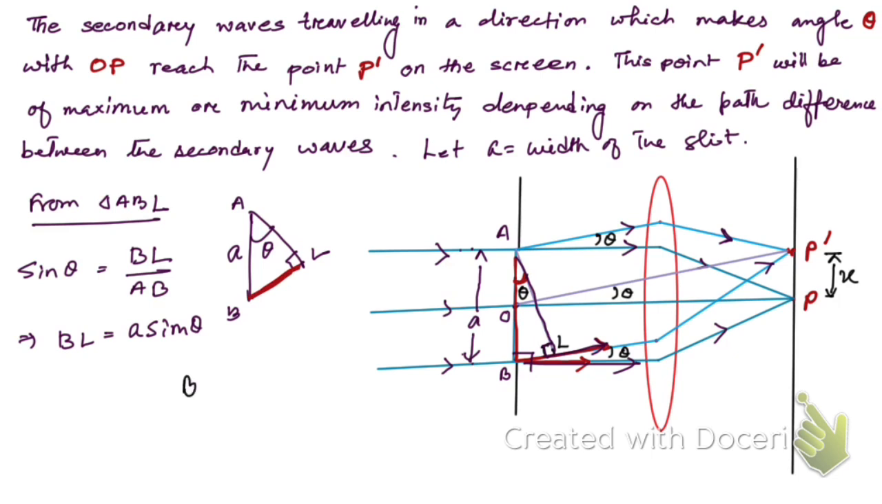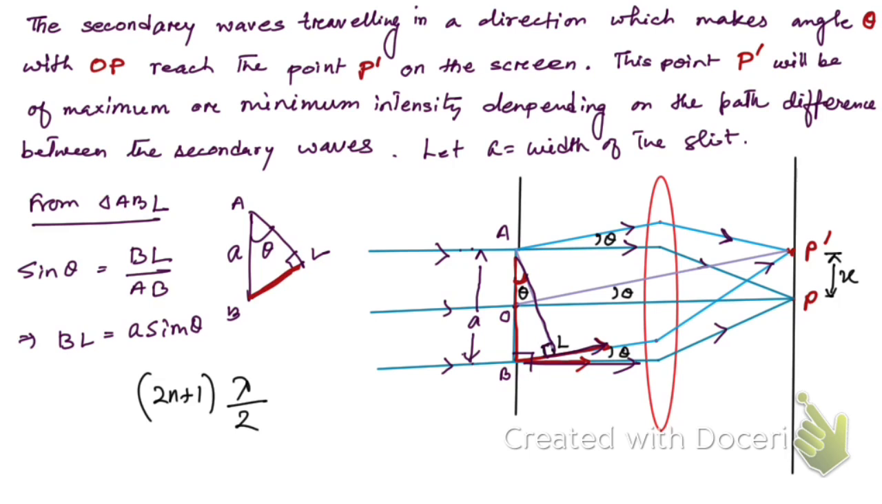So this BL must be equal to lambda, right? And that means not only lambda, an integral multiple of lambda, it may be 1 lambda, 2 lambda, 3 lambda, and so on, right? And for the dark fringe, it must be an odd multiple of lambda by 2, that is (2n plus 1) lambda by 2. Okay, an odd multiple of lambda by 2, because you cannot take an even multiple of lambda by 2, then it's gonna be again an even multiple of lambda, right? So hope you have understood this.